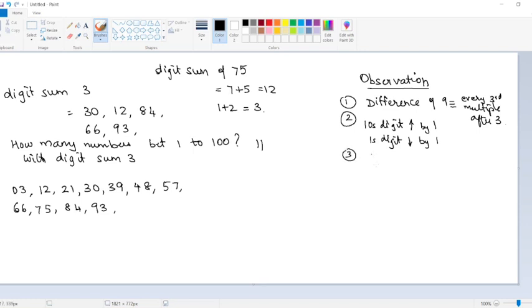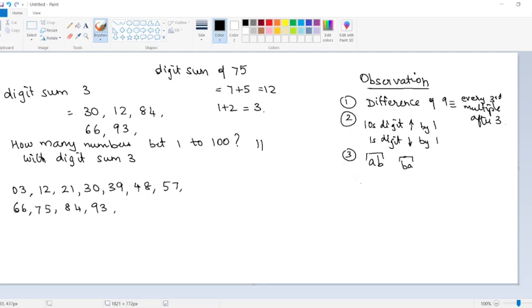So one pattern I see is that if there is a number of the form AB, then BA will also be there in the list. Like 12, 21, 03, 30, 39, 93 and so on. Correct. Because ultimately it's a sum, and addition is commutative, so it doesn't matter in which order you add. So that is another observation. Anything else that we can see?